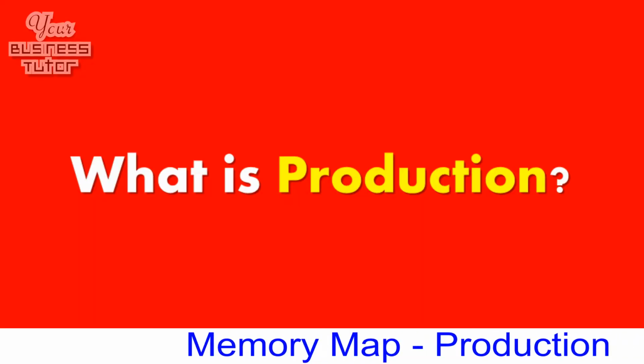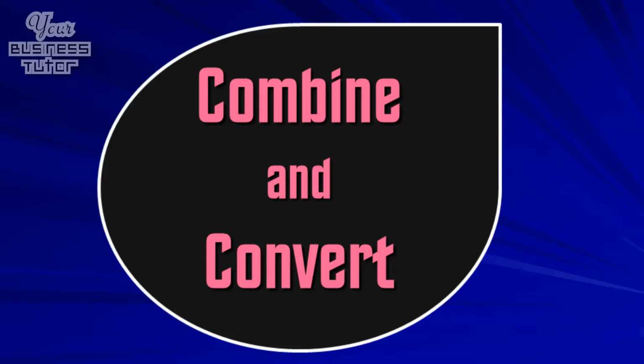Okay, let's get started by asking, what is production? Production describes the process of making or manufacturing a product using a range of raw materials and components. This is an interesting concept as it tells us that organisations involved in production take raw materials which don't have much use and combine and convert them into something that consumers want.